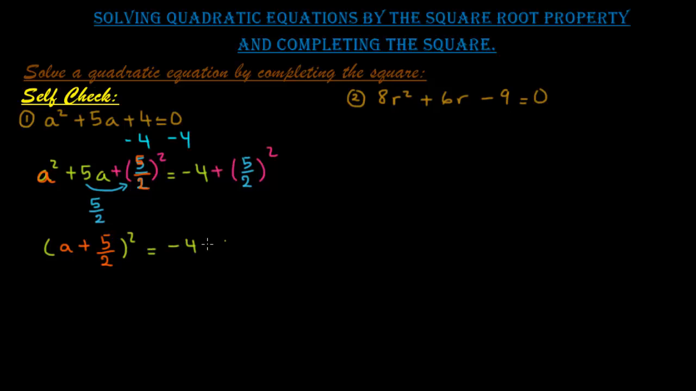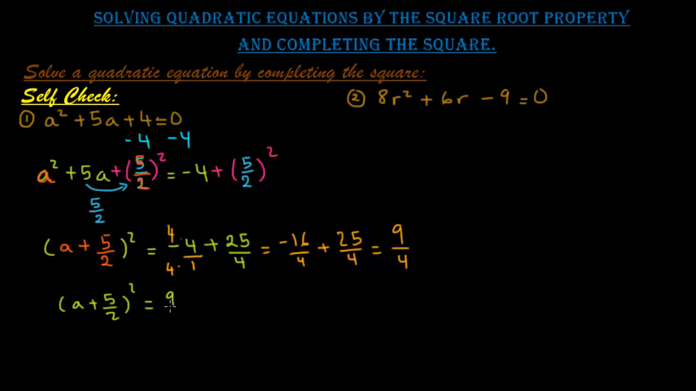equal to negative 4 plus this one, which will give me 25 over 4. Okay, so to add negative 4 and 25 over 4, I think of it as 4 over 1. Make the same denominator by multiplying 4 and 4. So we will have negative 16 over 4 plus 25 over 4. So that will give me positive 9 over 4. So we have a plus 5 over 2 squared equal to 9 over 4.